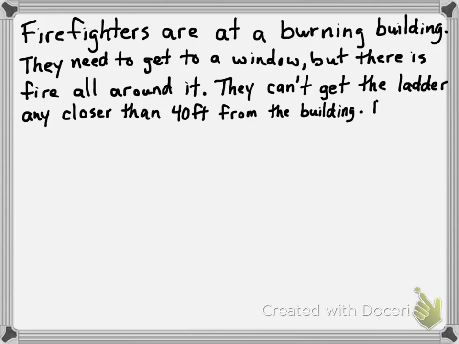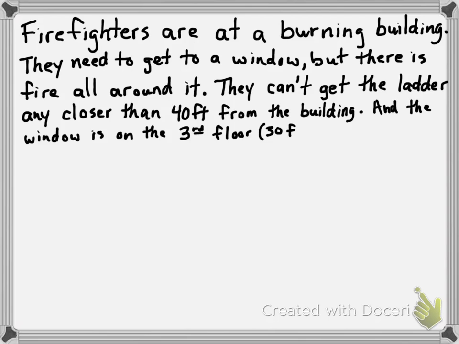So they've got to figure out how long of a ladder do they need to take them straight to that window. Okay, so I'm going to give you a little bit of time and see if you can figure that out. How long does their ladder need to be?